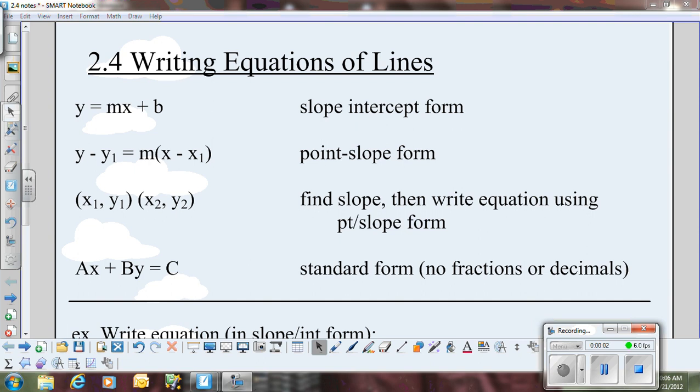2.4, we're going to be writing equations of lines. The first form of your equation should be very familiar. Y equals mx plus b. What does the m stand for? Slope. What does the b stand for? Y-intercept.